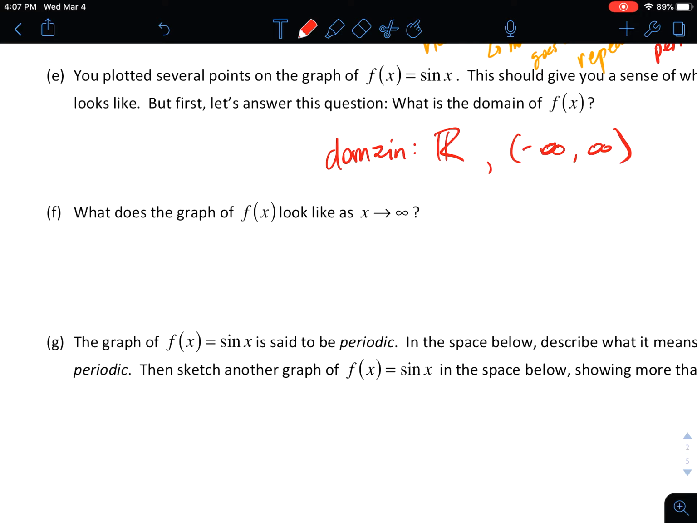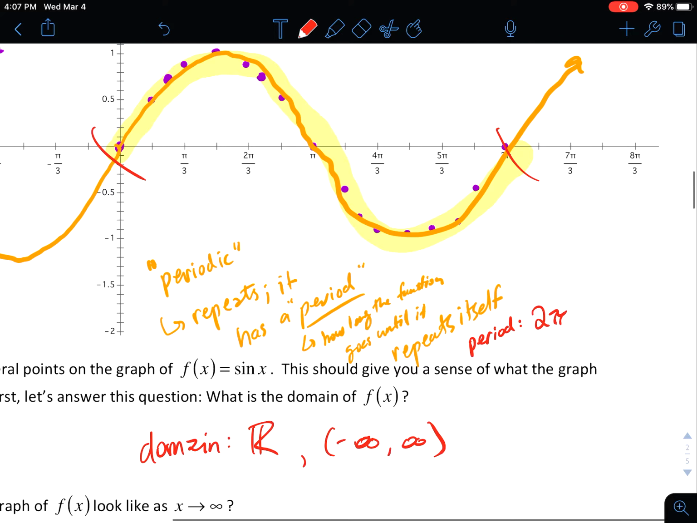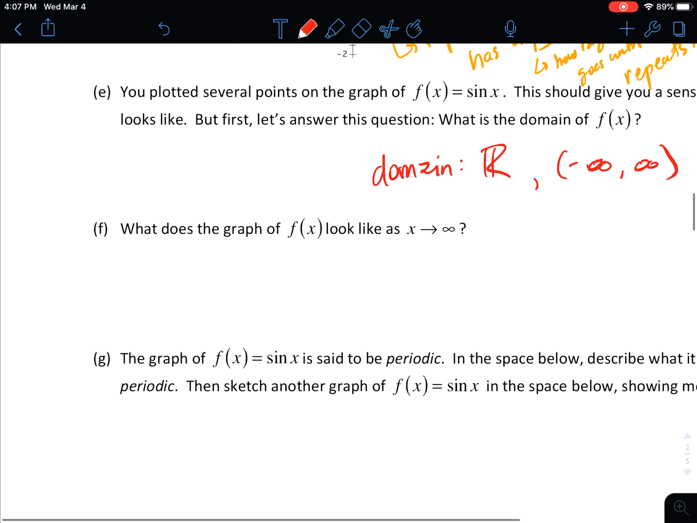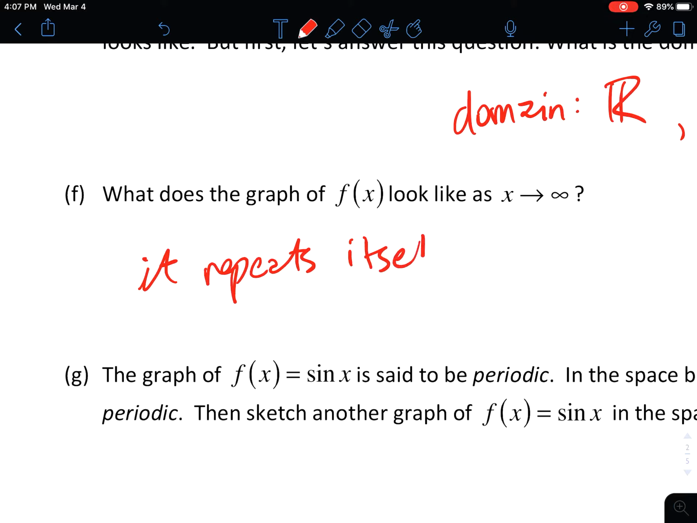What does the graph of f of x look like as x approaches infinity? Interesting. It's a bit of a trick question, right? Because it just keeps repeating itself. It doesn't tend toward anything. As x approaches infinity, it just repeats itself every 2 pi.